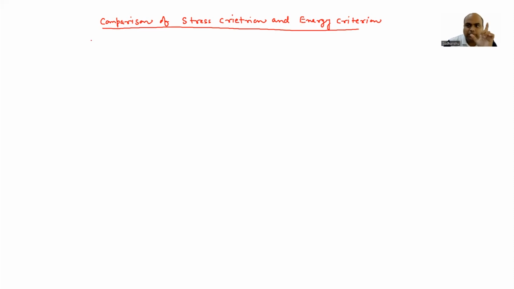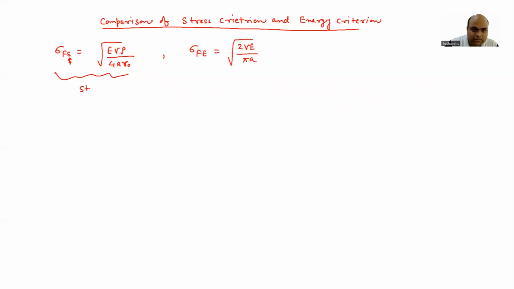So based on the concept given by Inglis, if you go through your notes, we had calculated sigma f. I am writing this subscript S here because of stress. So sigma fs we can write as root E gamma rho by 4a r naught. We have discussed this. And today we calculated sigma fe where E is energy based. So this is root 2 gamma E by pi a. So this one is stress based and this one is energy based.